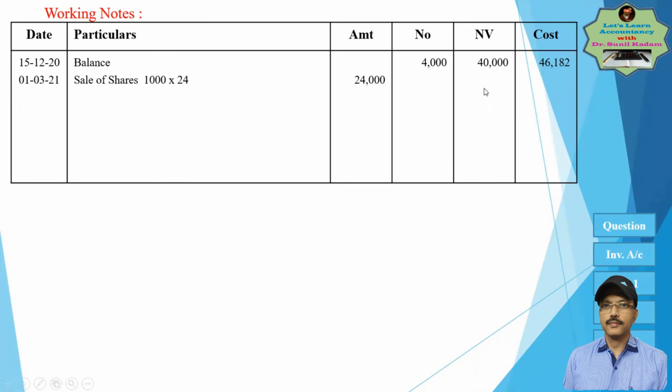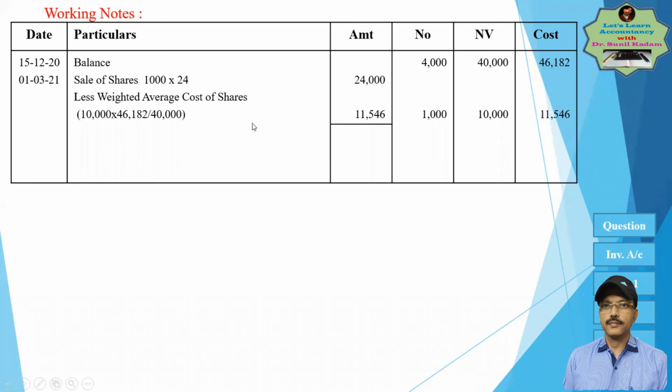What could be the cost? Cross multiplication: 1,000 into 46,182 upon 40,000 is the cost, the weighted average cost of shares. It is 10,000 into 46,182 upon 40,000. Cost is 11,546. So we are selling shares with nominal value 10,000, and the cost is 11,546. So for a 24,000 sale, the cost is 11,546.